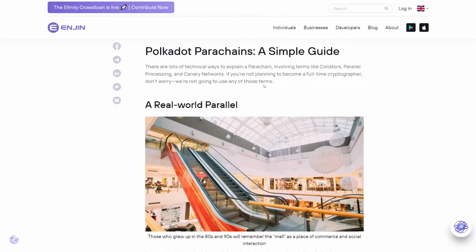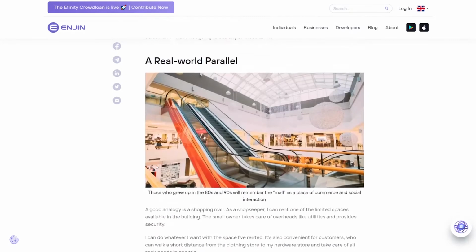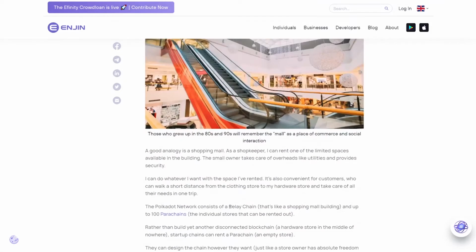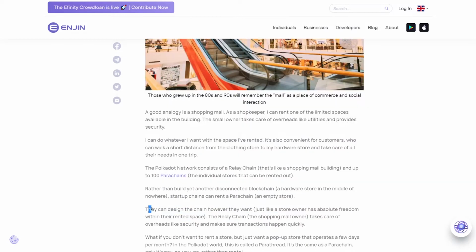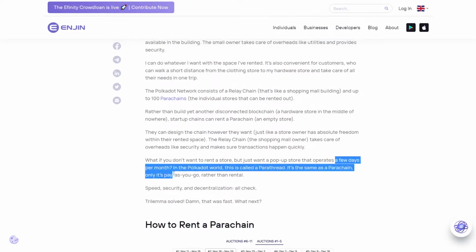The Polkadot ecosystem consists of the main relay chain and then those parachains, and you can make a great real-world parallel where the relay chain is actually a shopping mall building, and all the parachains inside the relay chain are the individual stores in the mall that can be rented out. And with those parachains they can do whatever they want. However, the relay chain takes care of all the security and makes sure transactions happen quickly. And they also provide a solution if you don't want to have this service at all times, maybe just a couple of days per month, then you can use their so-called parathreads, which is the same thing.